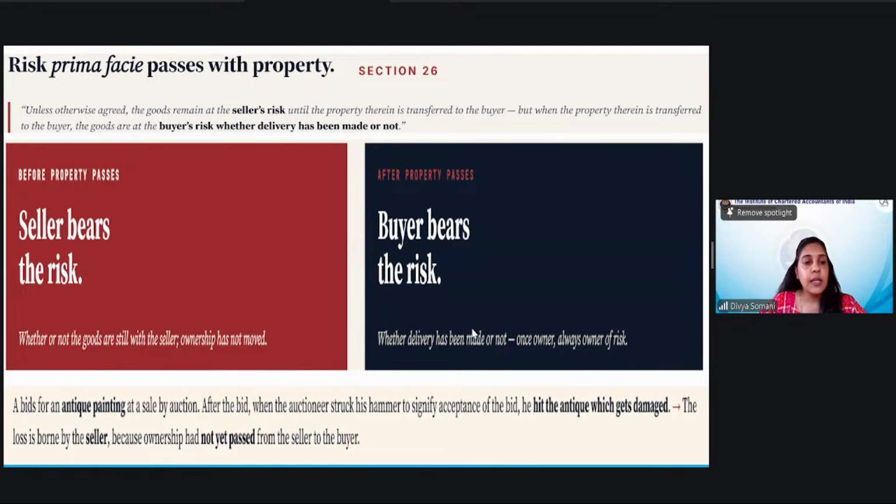So a bid, this is an example given for all of you to understand it better. We will study that a sale may happen with an auction. One of the ways of conducting a sale is by conducting an auction.